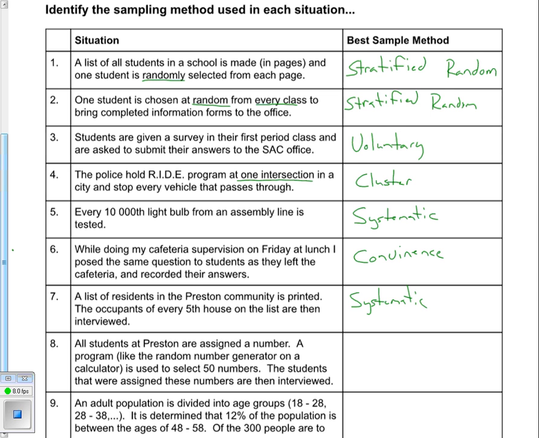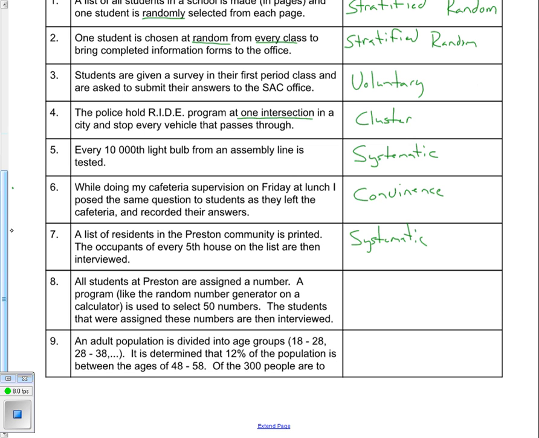Okay, if I scroll down a little further, question number 8 says all students at Preston High School, for example, are assigned a number. A program like the random number generator on a calculator is used to select 50 students at random. Okay, the students were then assigned these numbers and are then interviewed. Okay, well, in this instance, I'm letting a computer choose 50 people. And so in this case, I have no control over it whatsoever. And I have no idea how the computer is picking these 50 individuals. So this is actually an example of simple random. So that's a simple random technique.